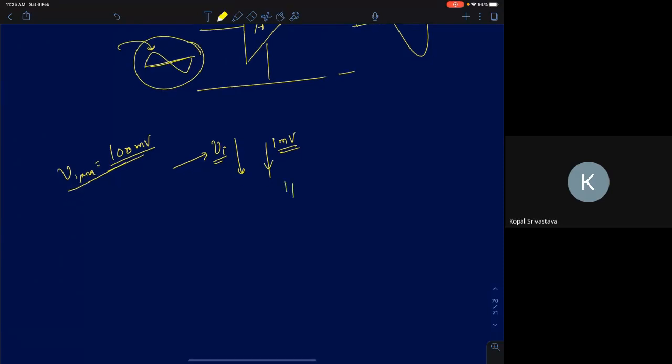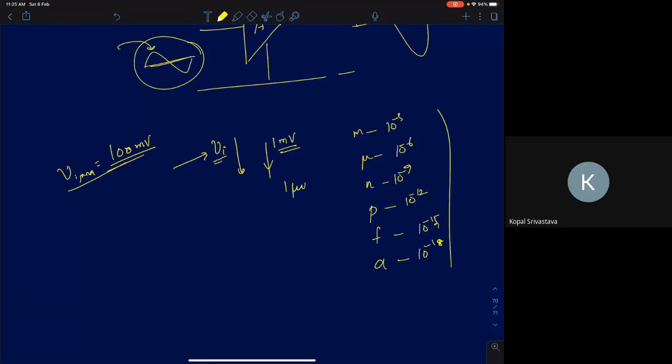And if I go for 1 microvolt, so milli is 10 power minus 3, micro 10 power minus 6, nano 10 power minus 9, pico 10 power minus 12, femto is 10 power minus 15, atto is 10 power minus 18. Okay, I think these are the numbers we'll typically encounter in this course. So I've given the numbers, so just keep this in mind.